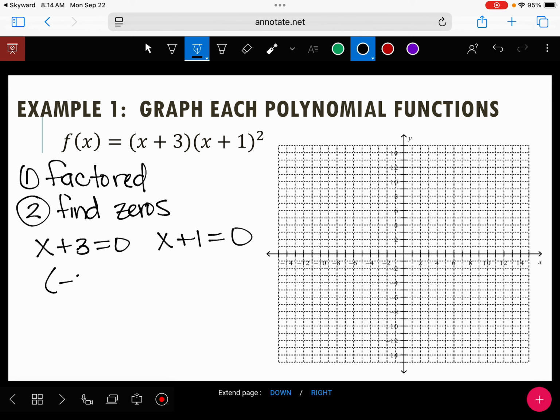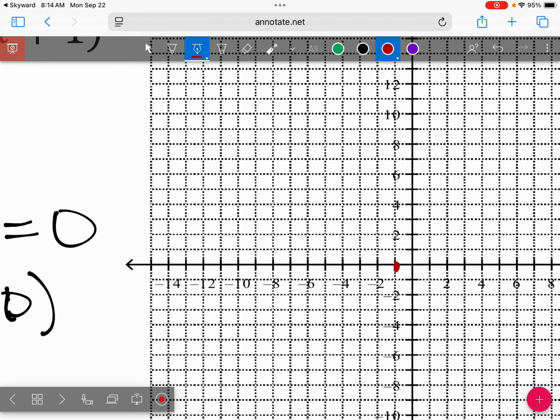So there should only be 2 places where this graph is touching the x-axis. Only 2. So I'm going to drop those. Those are the only 2 points that I should have down, at -3 and -1.